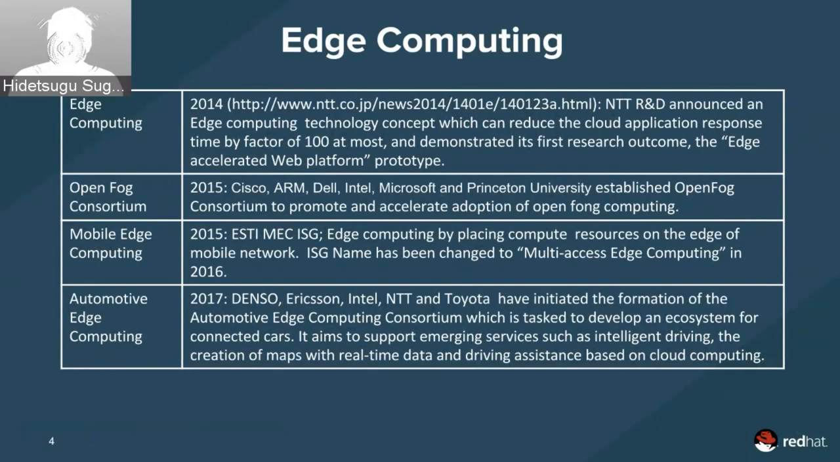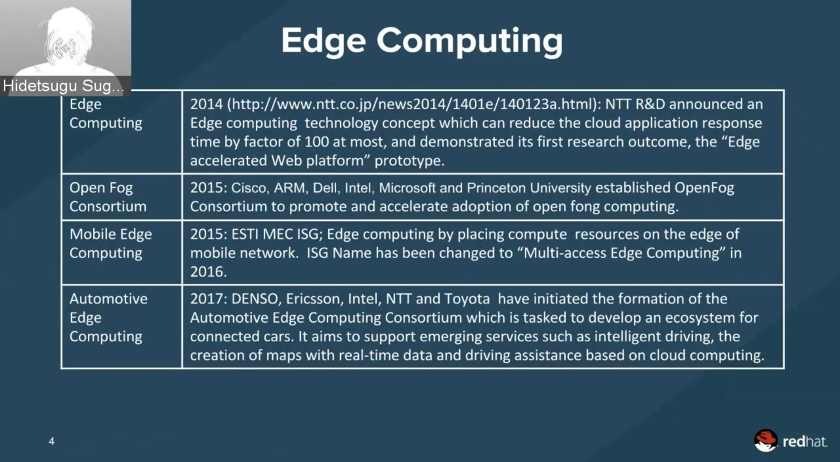They established the OpenFog Consortium in 2015. Also, the European Telecommunications Standards Institute launched the MEC Industry Specification Group. Initially they called it mobile edge computing, and they changed the name to multi-access edge computing. The spec relates to mobile edge infrastructure. MEC aims to place compute and storage resources like NFV in the 4G radio access network to improve the delivery of content and applications to end users.